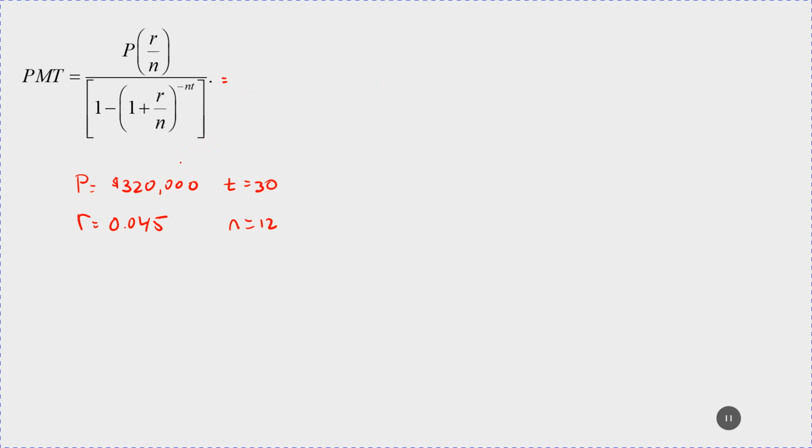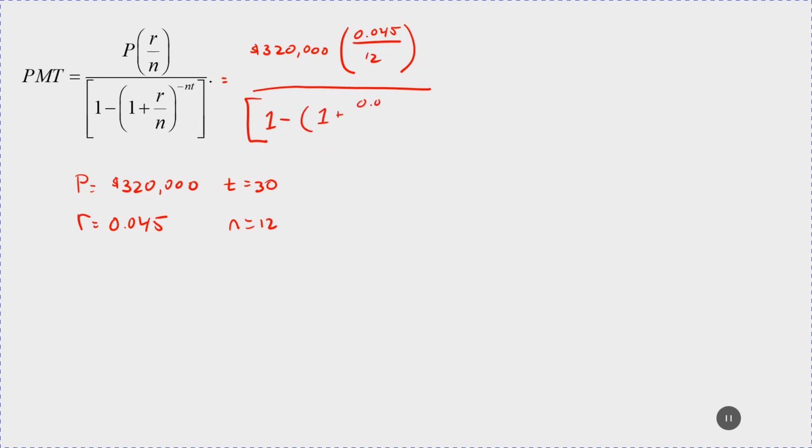All right, so you're just going to have to plug and turn through this equation. So you're going to take $320,000 times the rate, which is 0.045, divided by 12, all divided by 1 minus 1 plus the rate, 0.045, divided by 12, raised to the minus 12 times 30 years. Wow, 30-year mortgage.